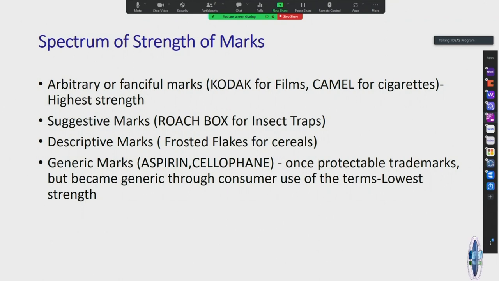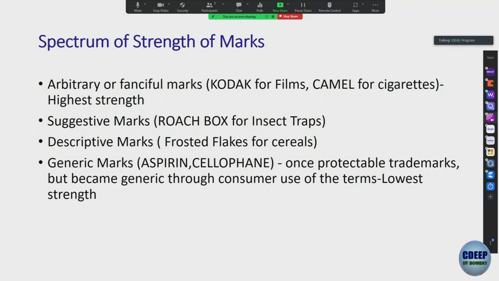Then there are other marks called suggestive marks. Roach Box suggests that it has something to do with cockroaches. So, when you use it for insect traps, the name is suggestive of what it is. Then descriptive marks, like Frosted Flakes for cereals. Once you say Frosted Flakes, you think of cornflakes, something like that. Then you have generic marks, like aspirin.